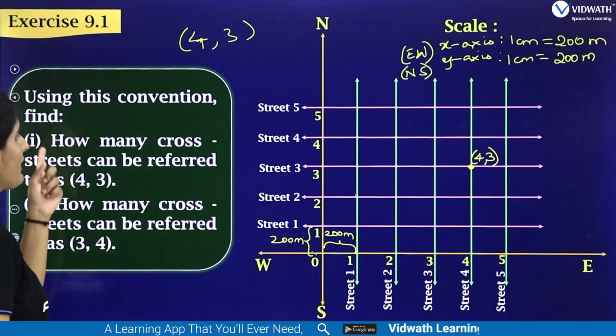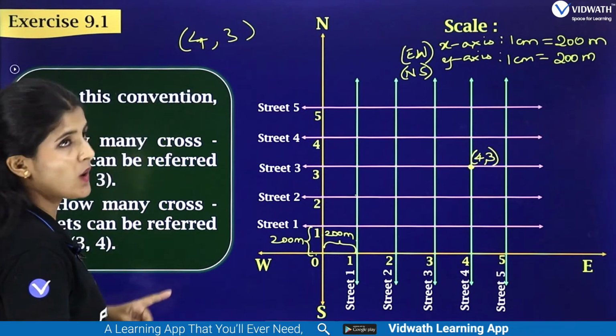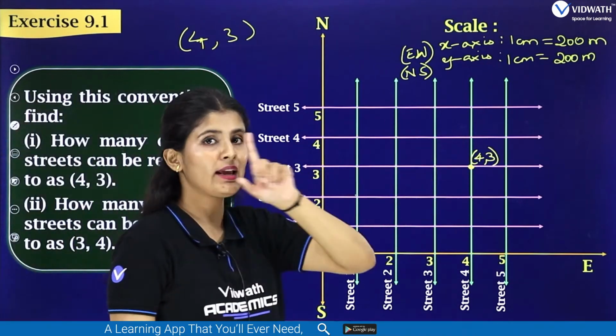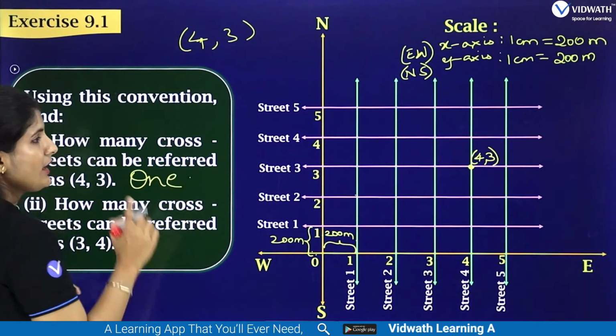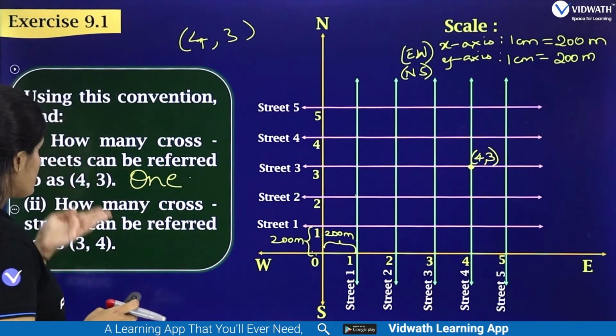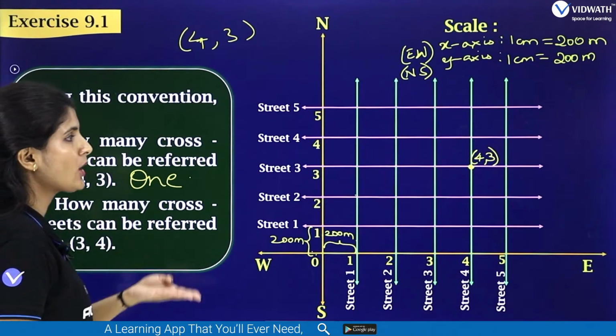The question is to find how many such cross streets can be formed. Corresponding to this coordinates, we get only one cross street. So the answer for this is 1. There is only one cross street. The second question they are asking us, how many cross streets can be referred to as 3, 4.